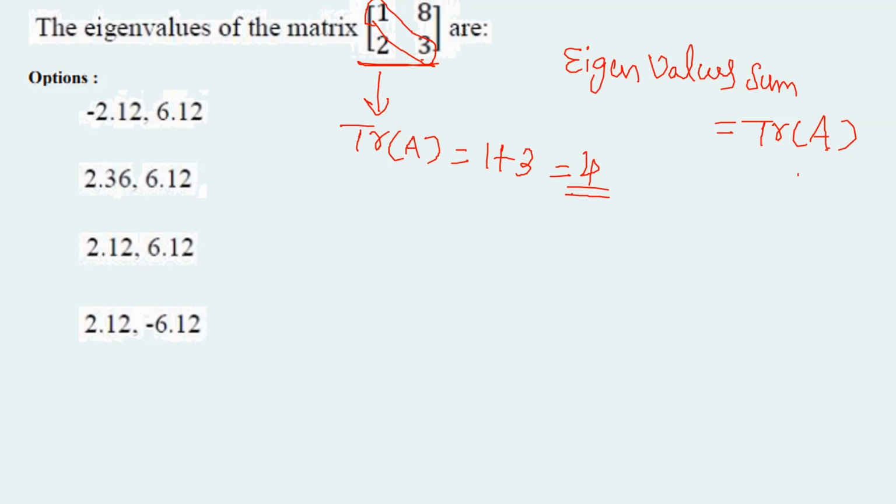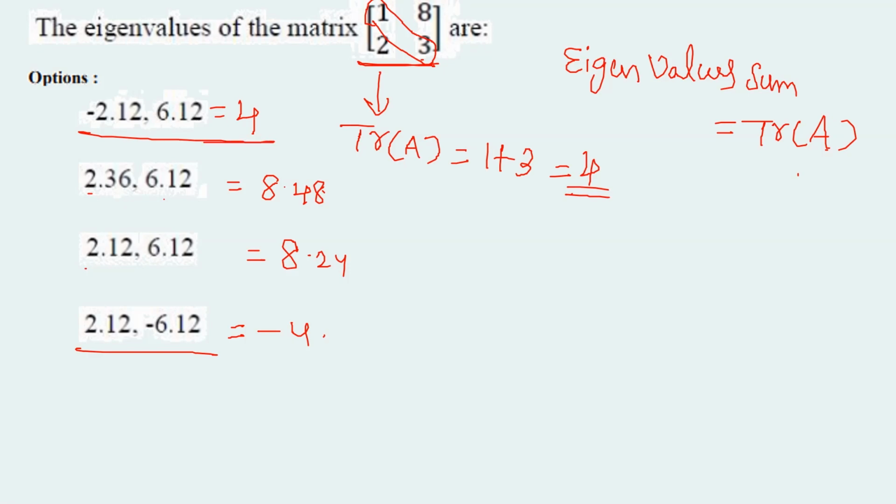So in this option the sum is equal to minus 4. Here it is 8.24. Here it is 8.48. In this case it is 4. So the correct answer is option A.